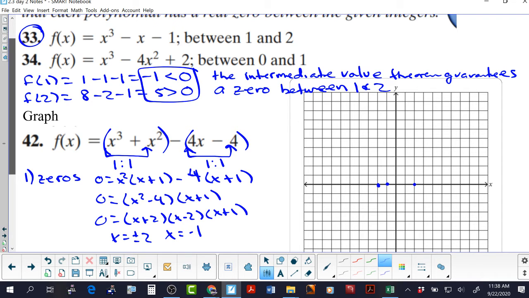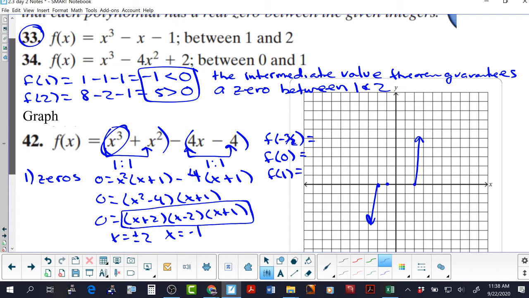Now if we look at the ending behavior, an x to the 3rd on the ends acts like this. Now we need some points. We need f of negative 3/2, which is negative 1.5. We need f of 0 and f of 1. So negative 3/2, and I'm going to plug it into the factored form. I think I'll plug it in right here.